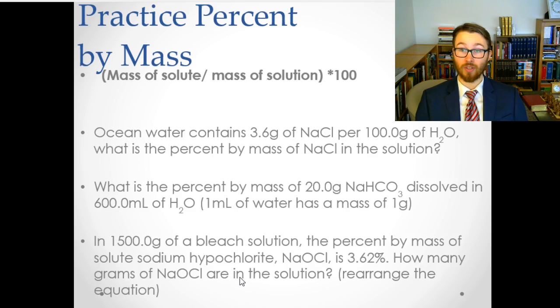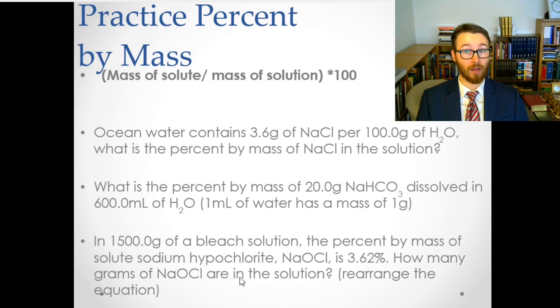All right, so 3 problems to practice with. The first one is repeated. The second one says, what is the percent by mass of 20 grams of NaHCO3 dissolved in 600.0 milliliters of H2O? Now, remember that 1 milliliter of water has a mass of 1 gram, so you do have grams of H2O here. So you're going to take your mass of solute, find the mass of your solution, and then take solute divided by solution times 100, and that'll be your answer.